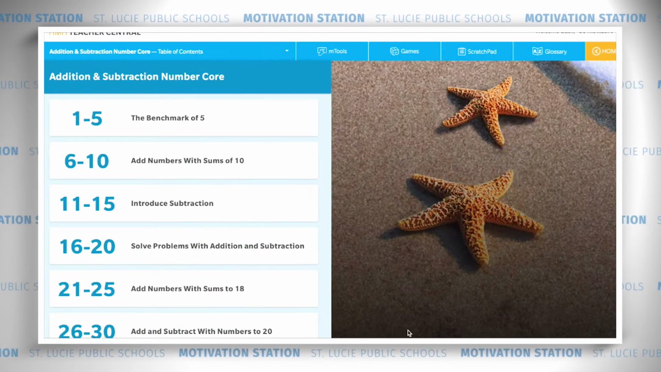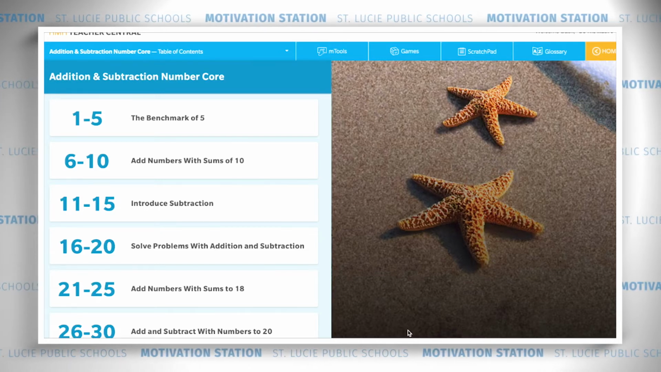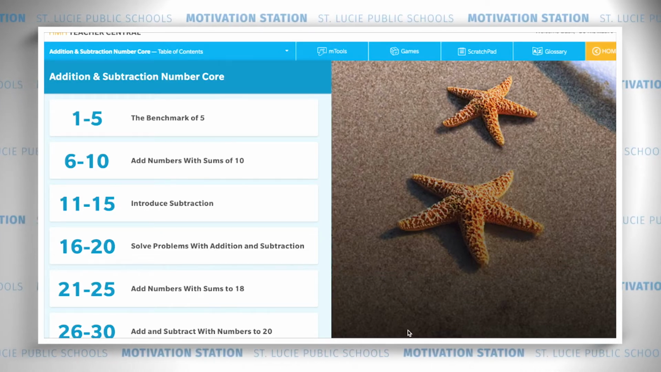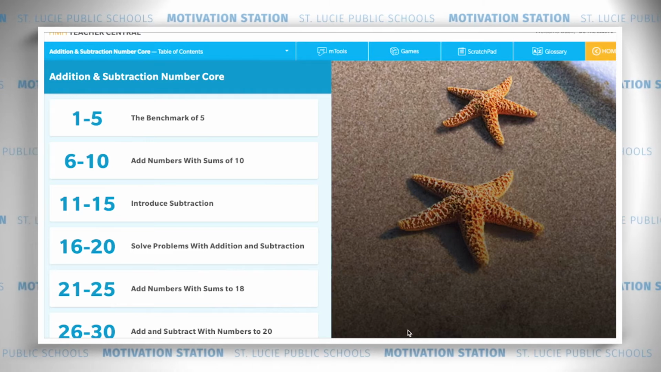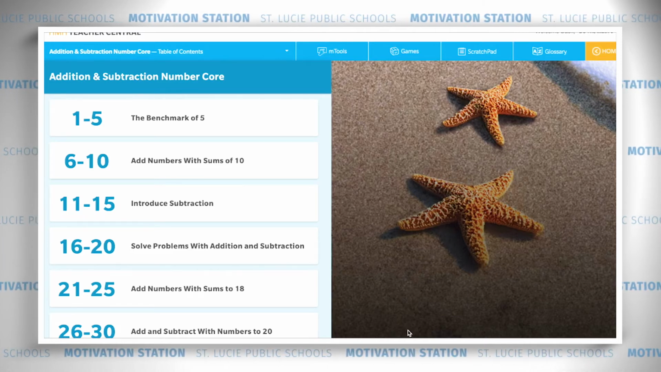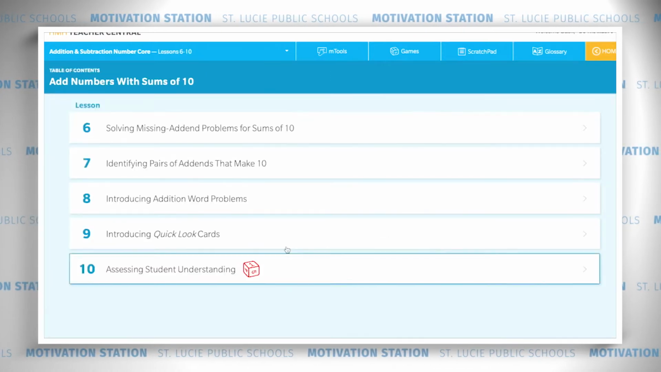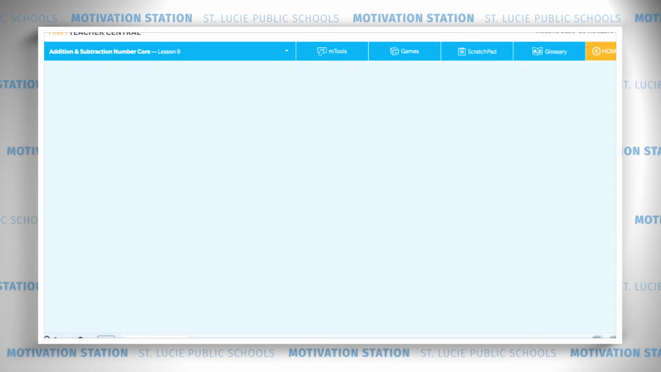Now let's look at quick look cards and how we can use quick look cards to help us add. And we didn't get to this problem yesterday, but this is a missing addend problem that I want us to work on using the quick look cards. So we're going to use it as a little review. So to go to the quick look cards, we're actually going to go to lesson number 9. And the word problem is down here, number 1.